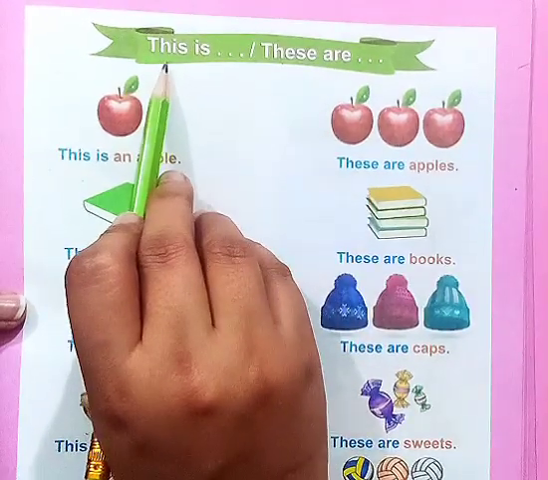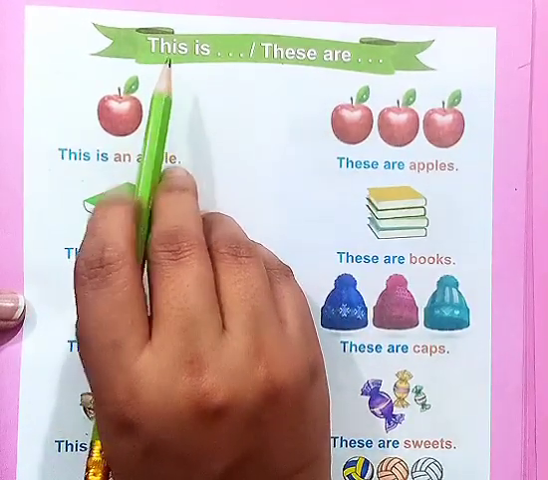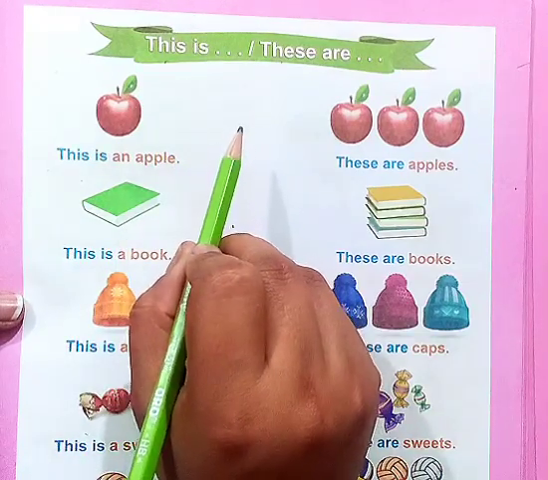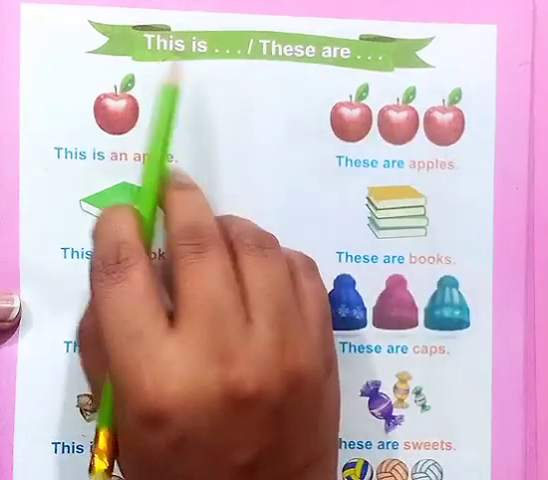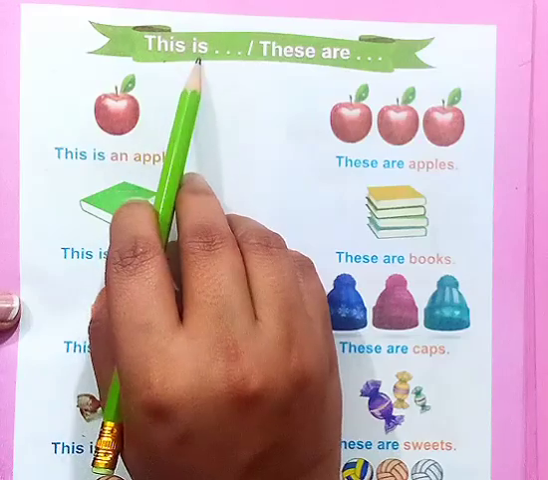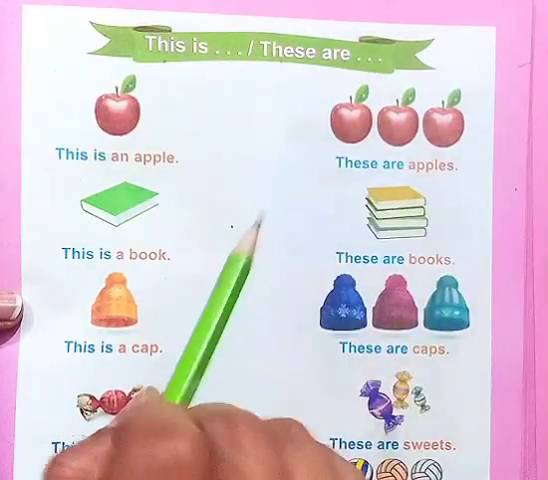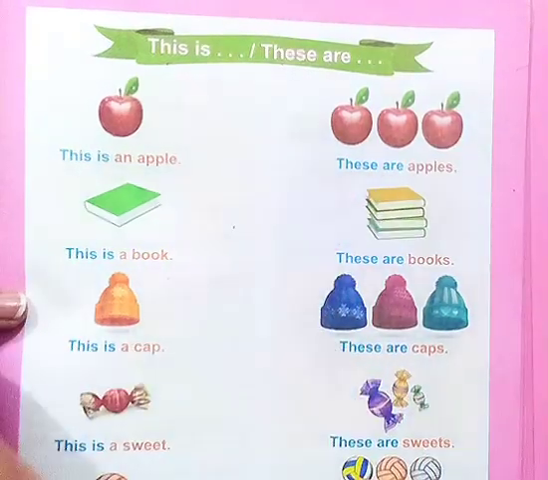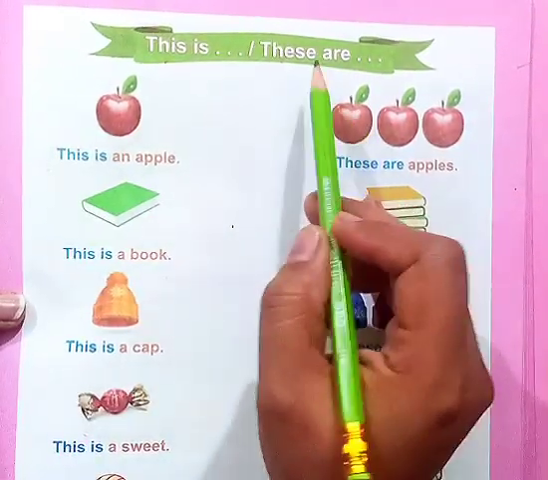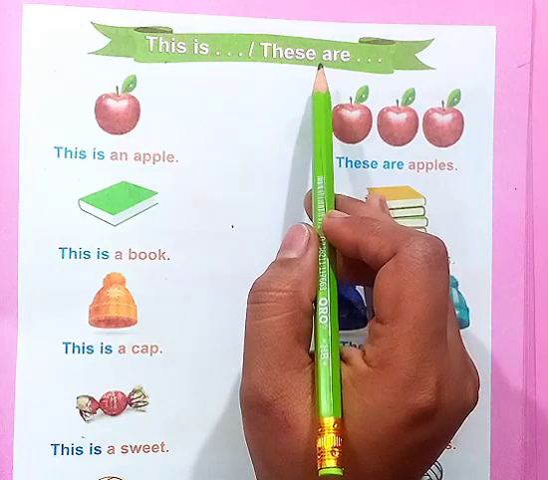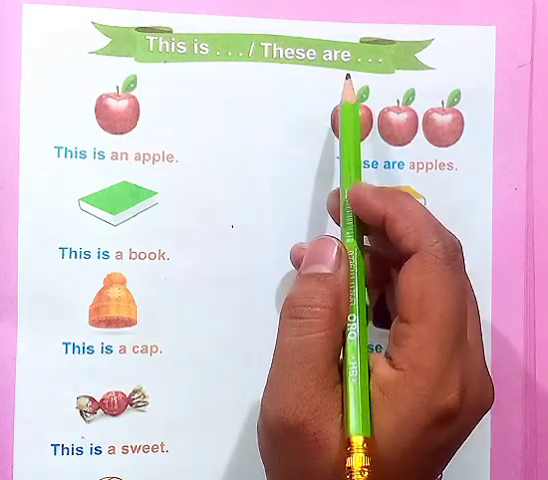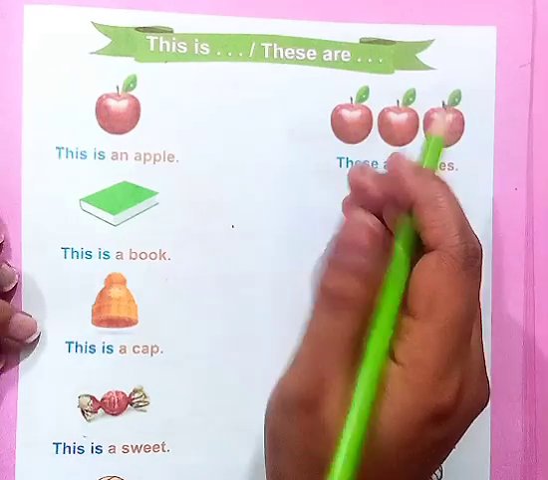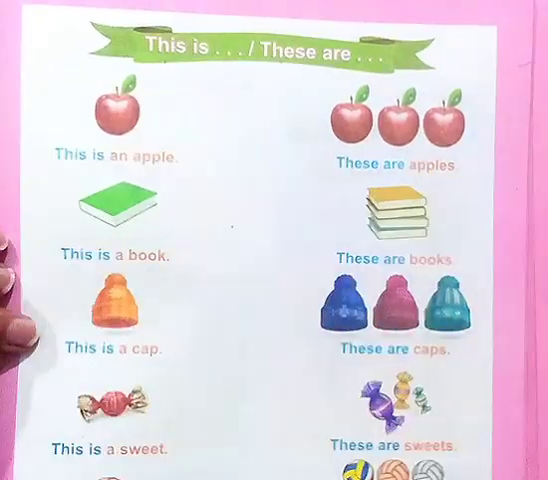First of all, we use the word this. This is for singular objects. We use the word this is for singular and for those things which are close to us and near to us. And we use the words these are for plural objects and for those objects that are close to us, near to us.